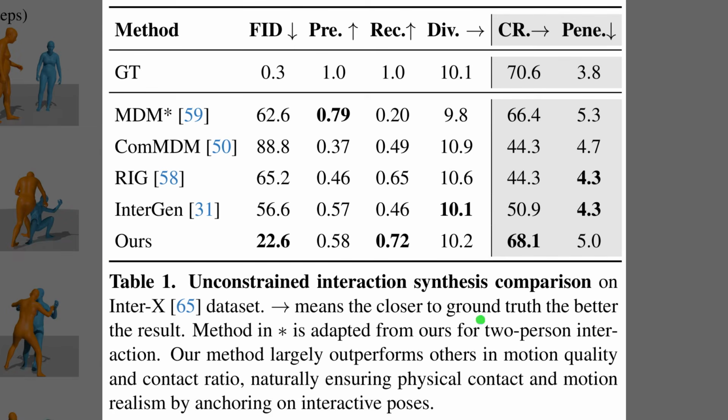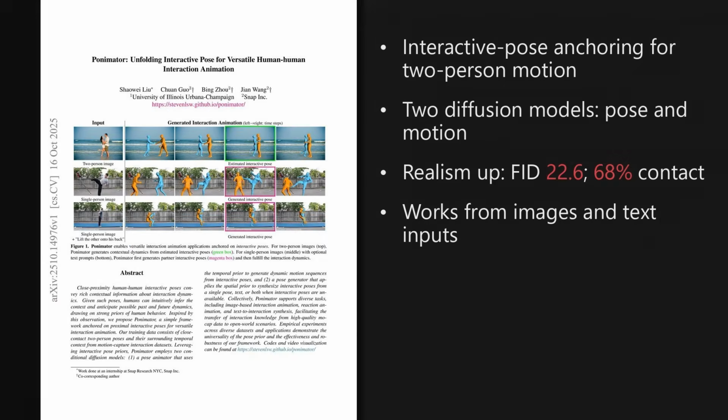So the previous table covered interactive pose animation across datasets. Table 1 reports unconstrained interaction synthesis on InterX and compares several baselines. It shows our method reaches FID about 22.6, precision about 0.58, recall about 0.72, and diversity close to ground truth, while baselines range near 56 to 89 FID. The rightmost columns show a contact ratio around 68% with penetration near 5 centimeters, which signals consistent physical contact without excessive interbody collisions.